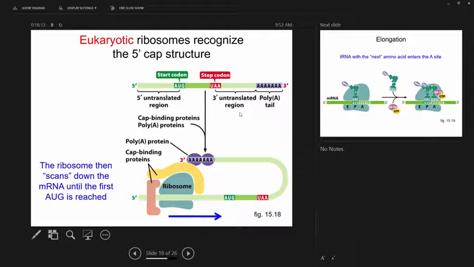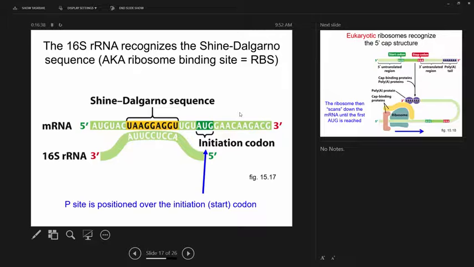And then it stops. And it stops there because the initiator transfer RNA will recognize the sequence of the AUG, because it base pairs with it. And then the large subunit will come in and everything will come together. So do you see how there's a difference in the prokaryote and the eukaryote? The prokaryotic ribosome small subunit does not care where the 5' end is. It does not have to scan down the 5' untranslated region.